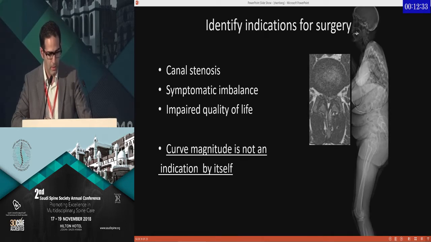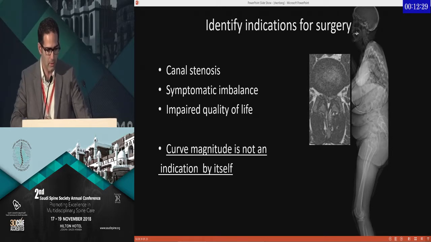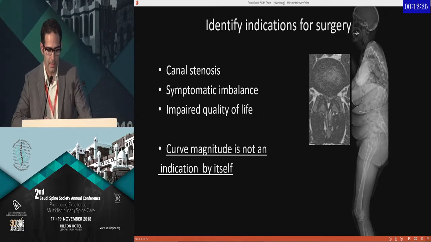So the indications for surgery are usually central canal stenosis causing neurological symptoms, symptomatic imbalance, patient going forward, and association to impaired quality of life. So the curve magnitude of the scoliosis is not an indication by itself.